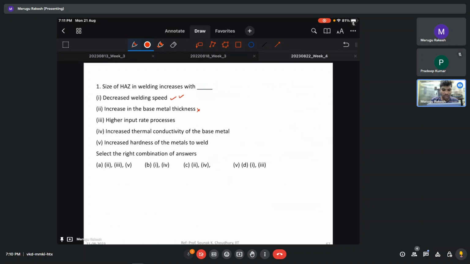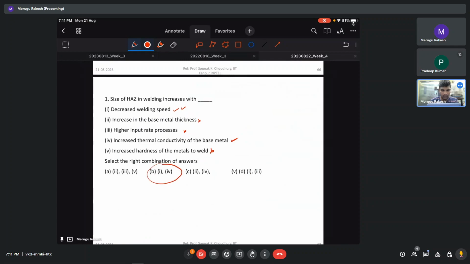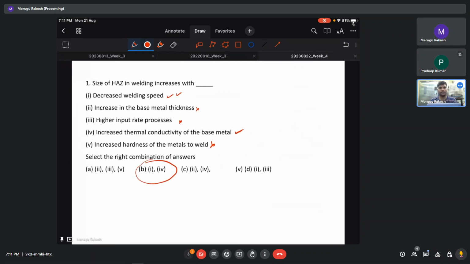Higher heat input rate process: no. Increase in thermal conductivity of the base metal: this is true. Increase in hardness of the metal to weld: this is wrong. So only one and four are the correct options, so option B is appropriate for this question. Just refer to the first two or three slides, where we started discussing the heat affected zone.